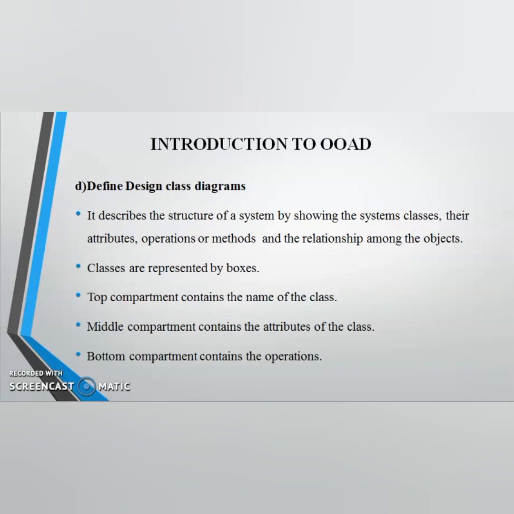A class diagram is a main building block in object-oriented modeling. It is used to show different objects in the system, their attributes, their operations, and the relationships among them. The class is represented by boxes. The top compartment of the box represents the name of the class, the middle compartment represents the attributes of the class, and the bottom compartment represents the operations.